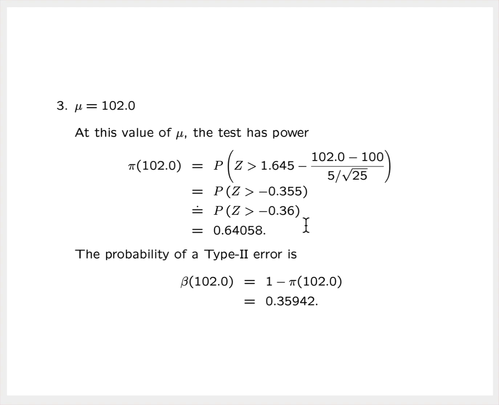Well, let's move out a little bit further. When mu is equal to 102, what's the likelihood of rejecting the null hypothesis when that's the case? Well, we see here via this calculation that we've got about a 64% chance, actually. So now we're getting into better territory. We're more likely to reject the null hypothesis than not. The probability of rejecting the null hypothesis when the true value of mu is 102 is 0.64058. And so therefore the probability of a type 2 error would be 1 minus that, or 0.35942.